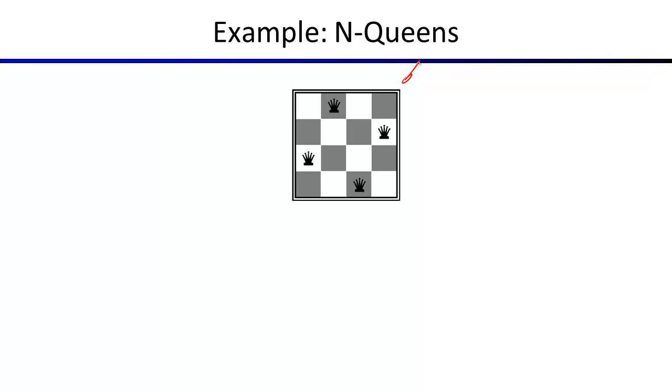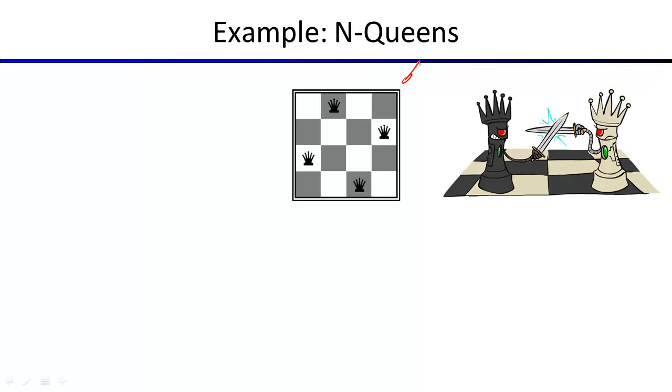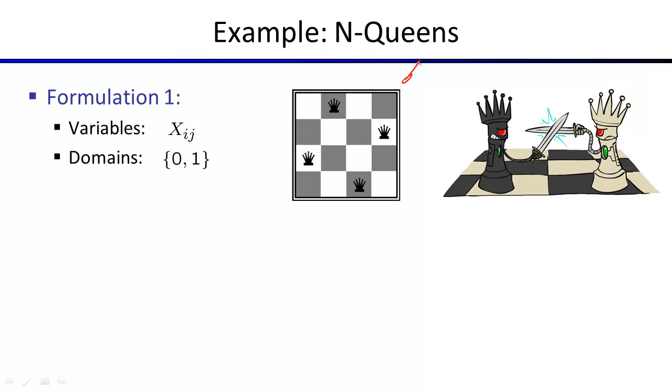None of these pairs of queens attack each other in this configuration. This is a generic problem. This is the four queens problem, where you have a 4x4 board and four queens. In general, N queens means you have an N by N chessboard with N queens you want to place. Here's the first formulation. Often there are multiple ways of doing this. The variables: for each of the 16 locations on the board, there's a variable. That variable will encode whether there's a queen in that location or not. The domains are 0, 1, boolean domains, saying whether indeed the queen is present or not.